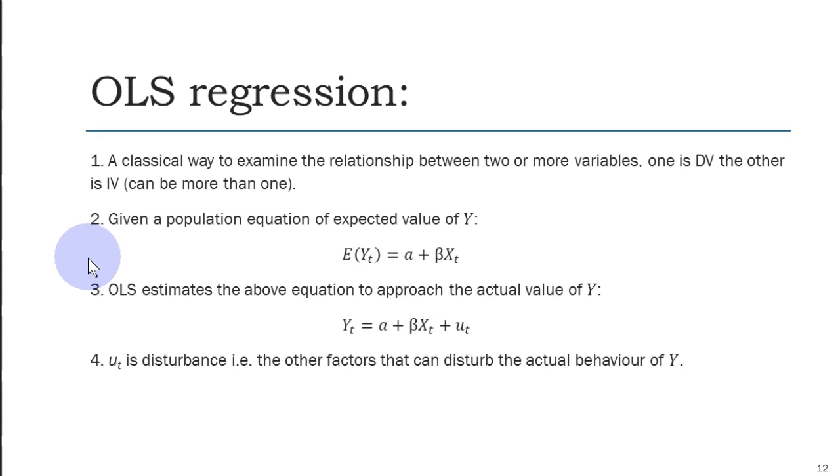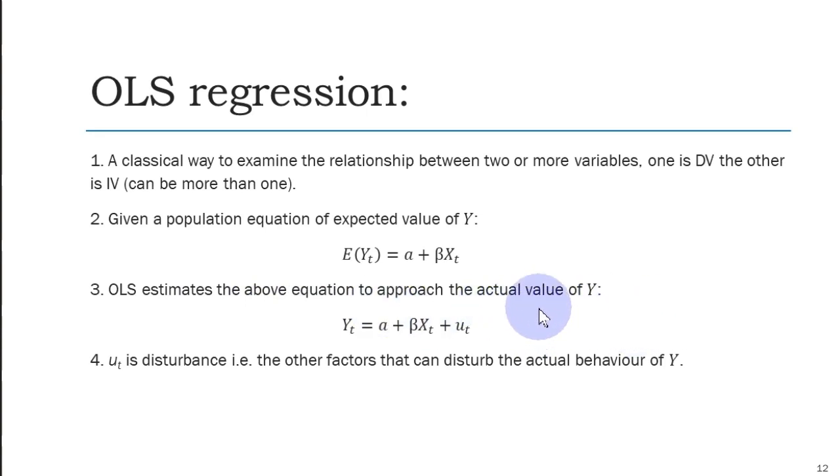So let's assume x and y are linked by a simple linear relationship where their population equation is given by the expected value of y is a function of alpha plus beta x. So the expected value of y denotes the average value of y for a given x and unknown population parameters alpha and beta. If we have a data set, then we can use OLS regression to estimate their relationship. So OLS will estimate the above population equation to approach the actual value of y.